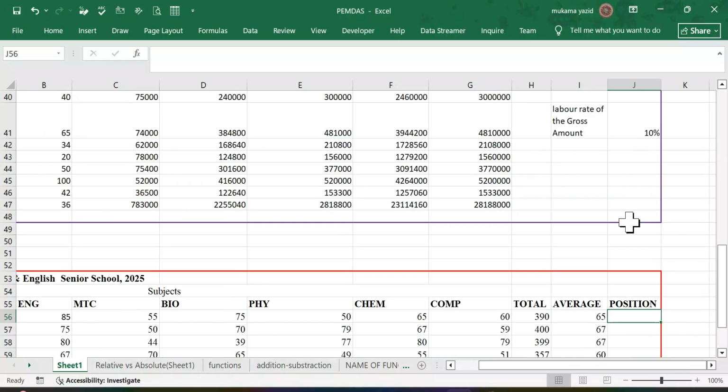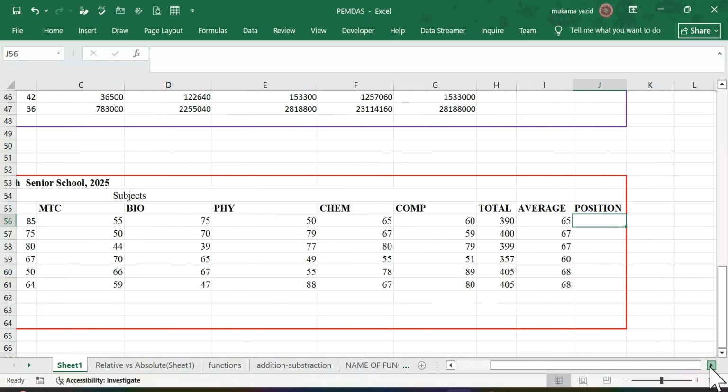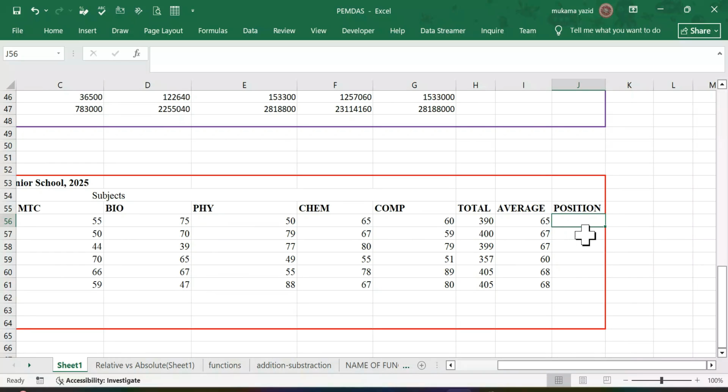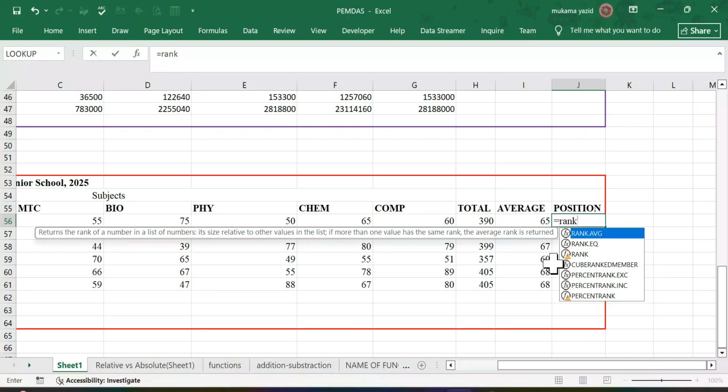So let us go to position. When I want to get position, I'll just use a function called rank. Rank is the function that can give you what you call position, in case you want to do anything concerning position. So we have rank E2, then we have rank AVG.